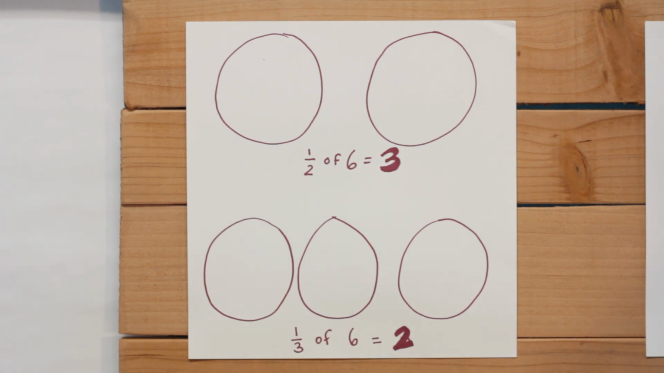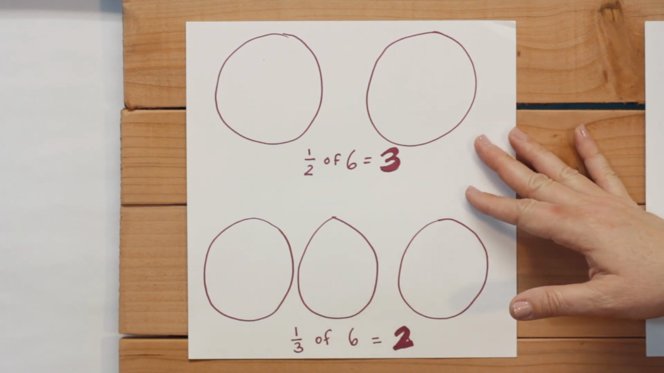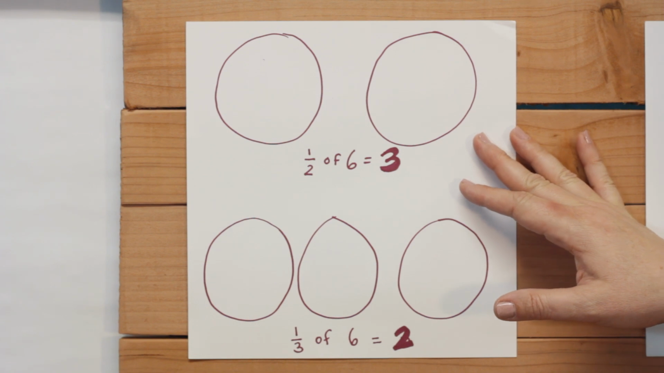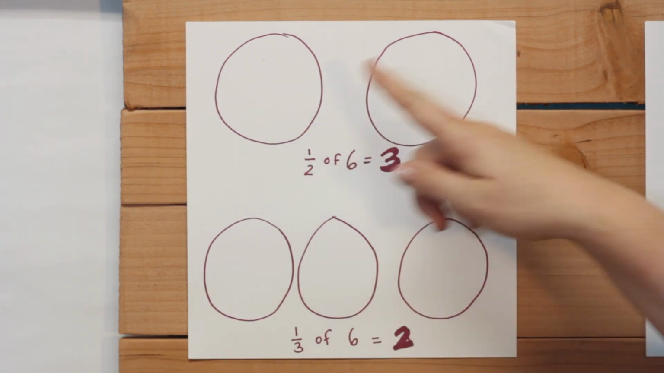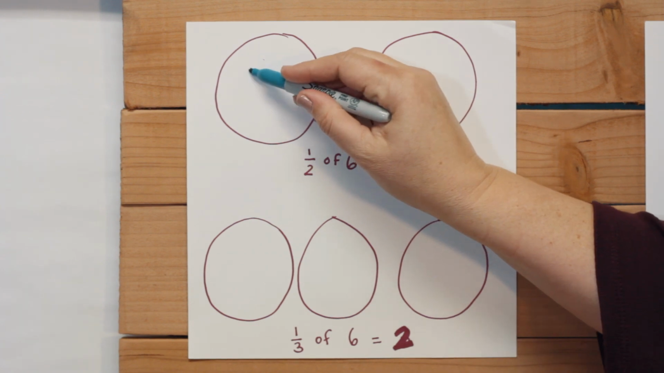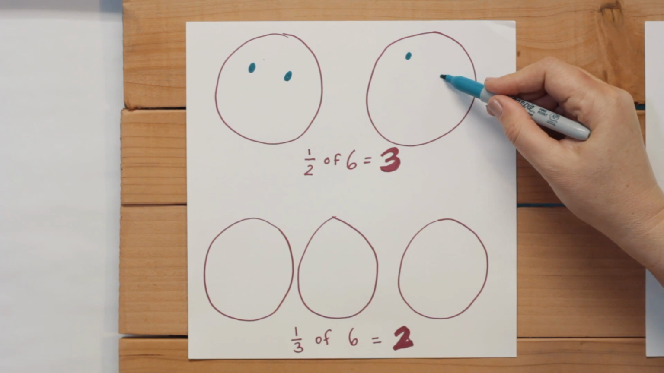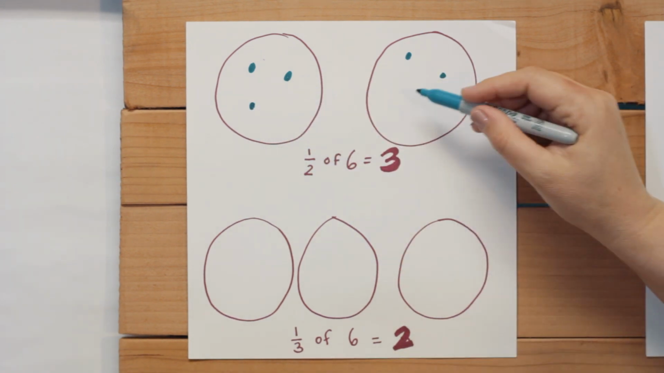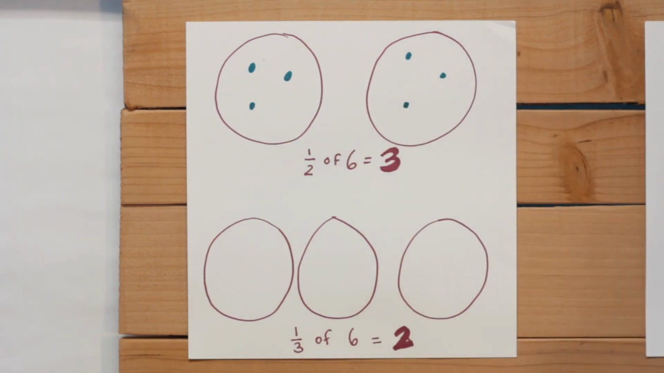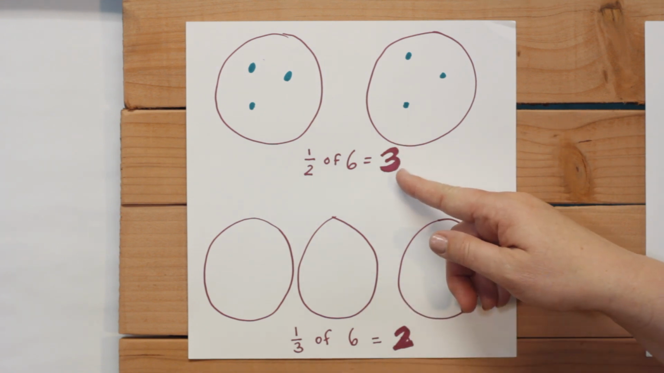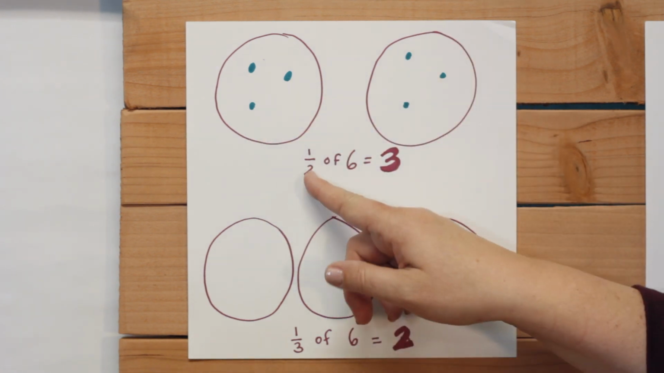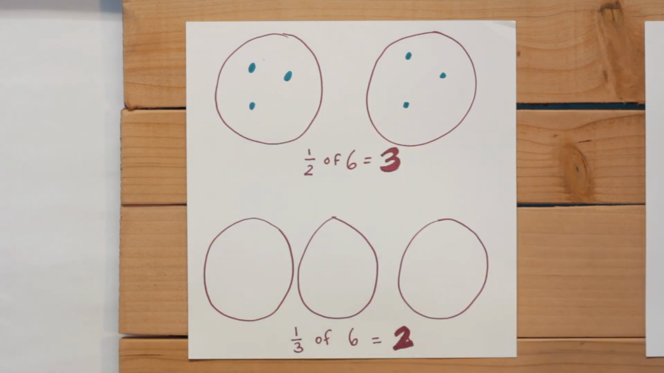So my first example here is we are going to take 6 dots that I'm going to use on a marker with, and we're going to divide them into 2 equal parts. So I got 1, 2, 3, 4, 5, 6. So I've taken 6 dots and I've divided them into 2 parts. That gives me a 3 in each group. So half of 6 would equal 3.